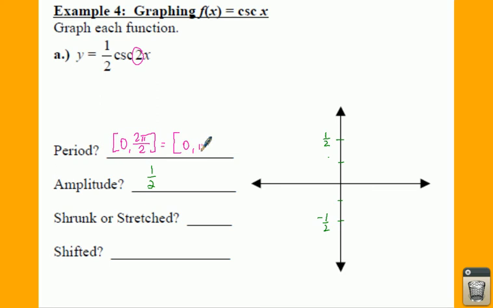So we're actually going to shrink our value here. Now that means our total distance of our period is pi. So we're going to start at 0, and we're going to go out to pi. So if we go, let's say, pi over 4, pi over 2, 3 pi over 4, and pi, this is where our other asymptote's going to be.